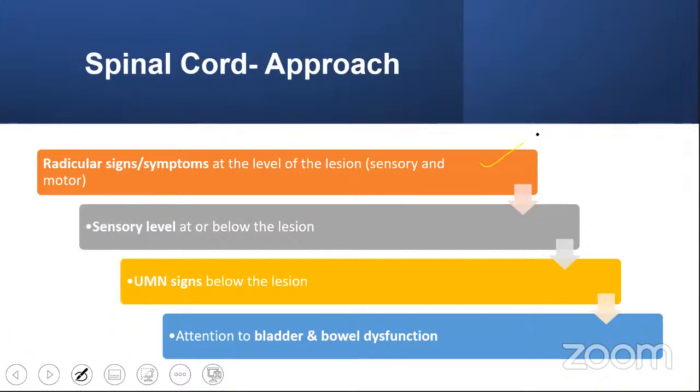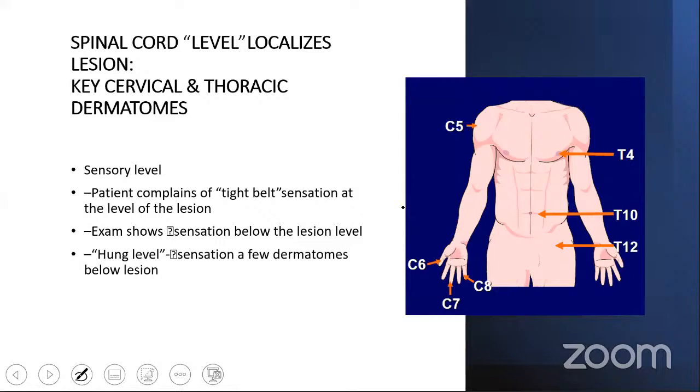category. One, radicular signs and symptoms, sensory level at or below the level, and motor. So UMN signs below, and at the level you have LMN signs. Spinal cord level localizes the lesion, and you should know the key cervical and thoracic dermatomes. You see C5 is here, C6 in the thumb, C7 middle, C8 little finger, T4 nipple, T10 umbilicus, T12 the groin, and L1.